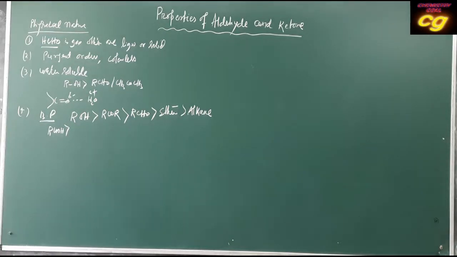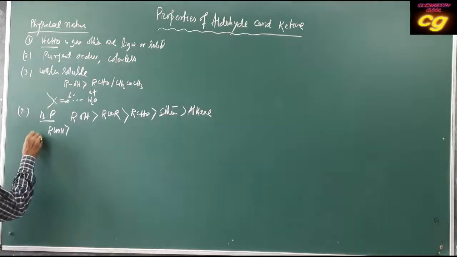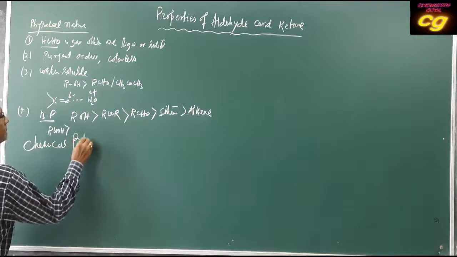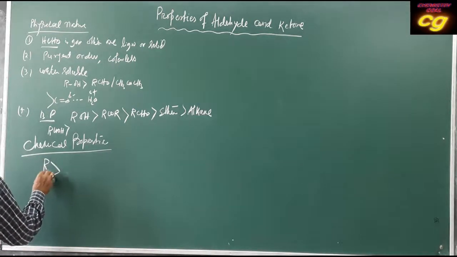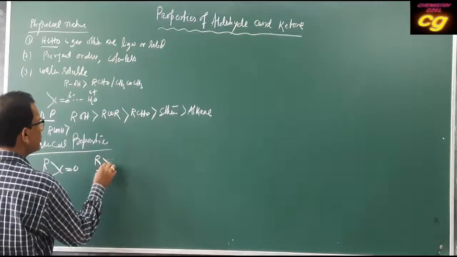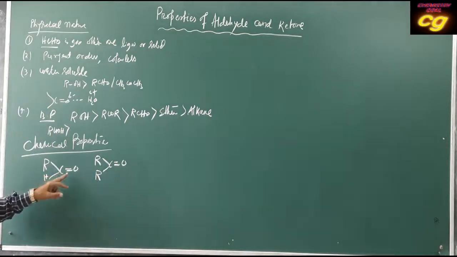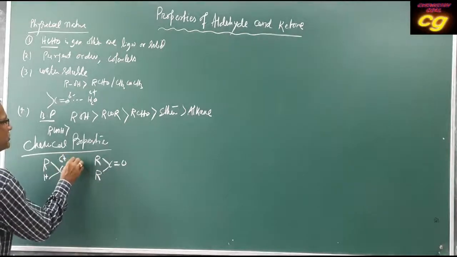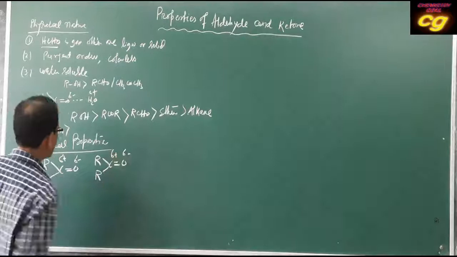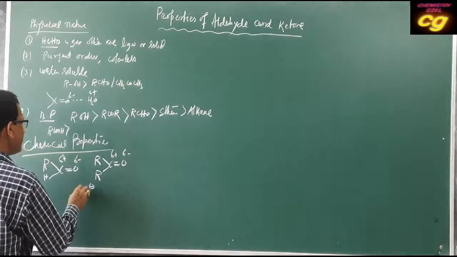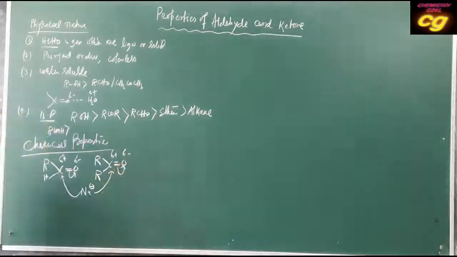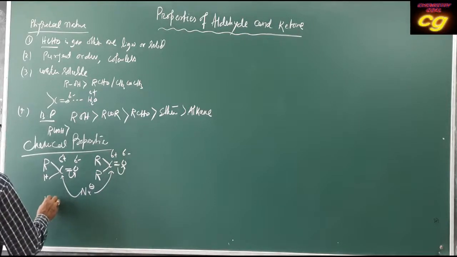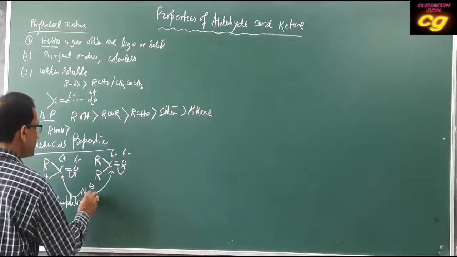Then let us discuss the chemical properties. Both aldehyde and ketone have the same group, the carbonyl group. As it has a double bond, it shows addition reaction, and carbon carries a partial positive charge while oxygen carries a partial negative charge, that's why it is first attacked by a nucleophile. In both cases the nucleophile attacks, then the double bond breaks. That's why it is called nucleophilic addition reaction.